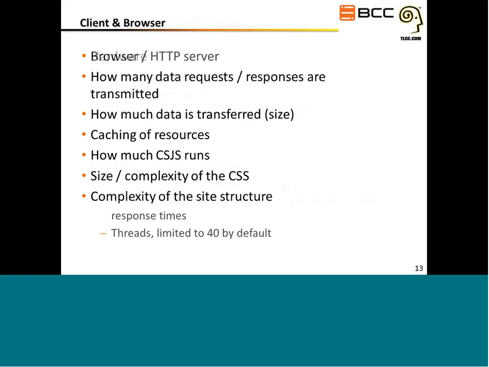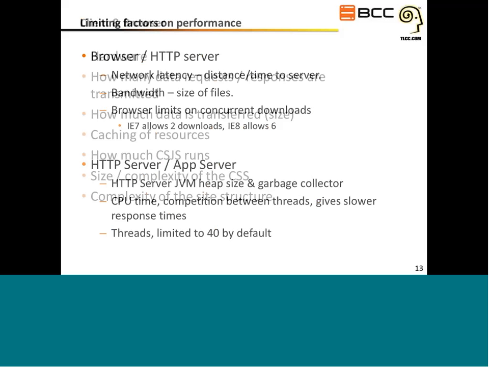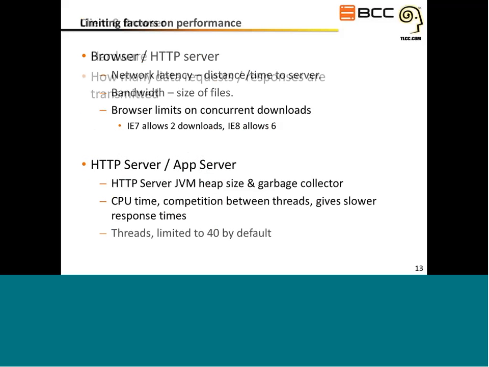When the browser sends a request to the HTTP server, we've seen it goes over the network. So network latency is again a factor. The bandwidth: we said lower latency, greater bandwidth, better connection. And there are also some limits on concurrent downloads. Internet Explorer 7 allows 2 downloads at a time, and Internet Explorer 8 allows 6 downloads at a time. There are also limitations on other browsers like Firefox or whatever you have on your system.